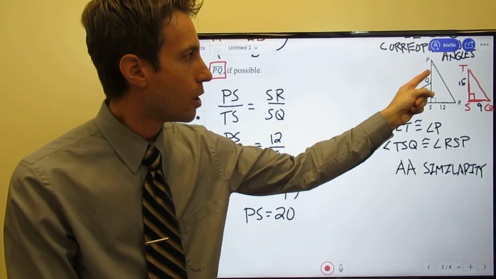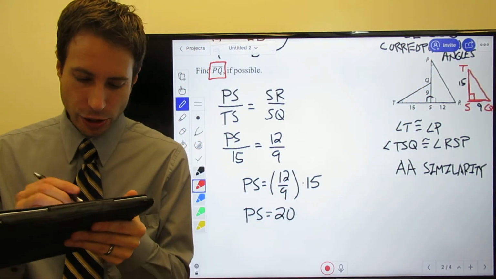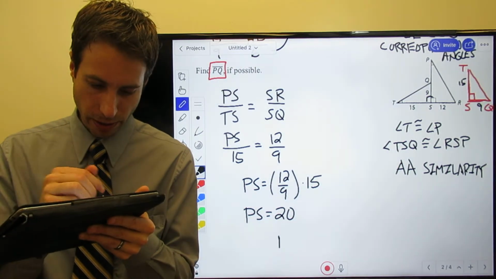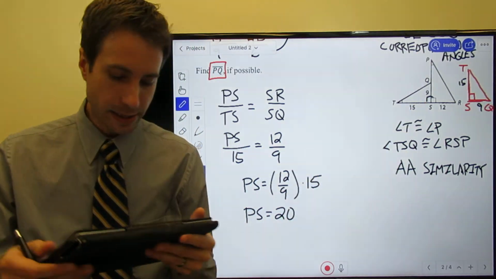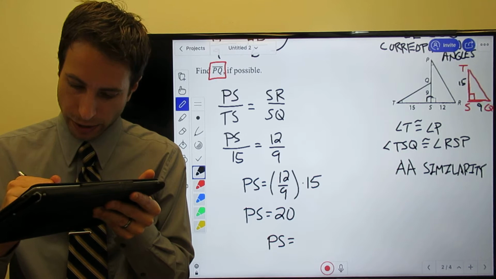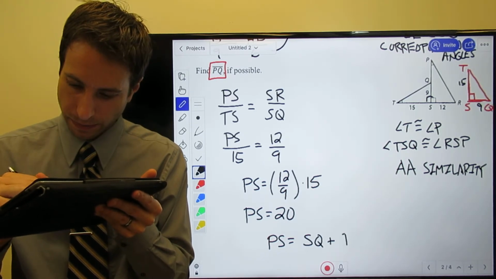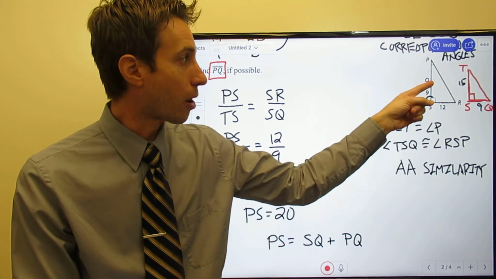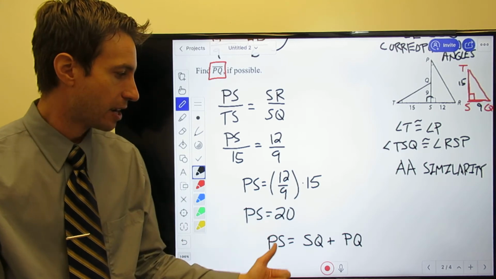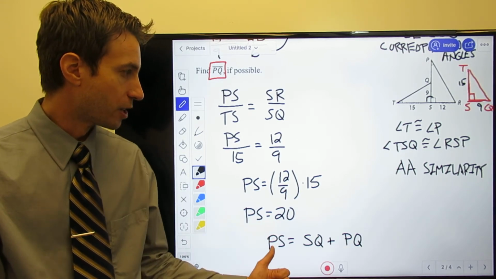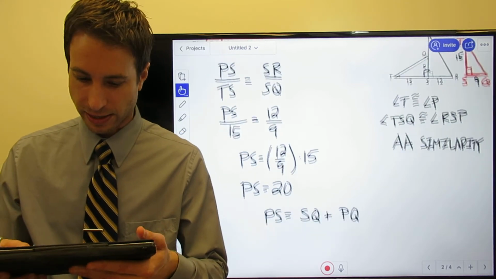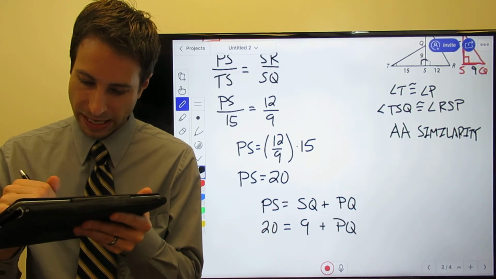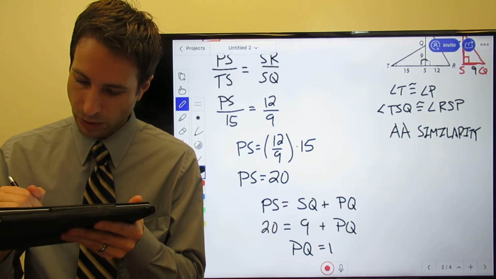PQ is just this little bit right here. Well, how am I going to go ahead and find PQ? Segment addition postulate. I know that PS, the whole side, is equal to SQ plus PQ. In order to go from P to S, I need the little part here, SQ, and the part QP, or PQ. I gotta add those two segments together to get the larger segment. Well, now I just solve for the one that I don't know. PS I just found, it's 20. They give me SQ in the diagram, it's 9. We're solving for PQ. So PQ is 20 minus 9, which is going to be 11.